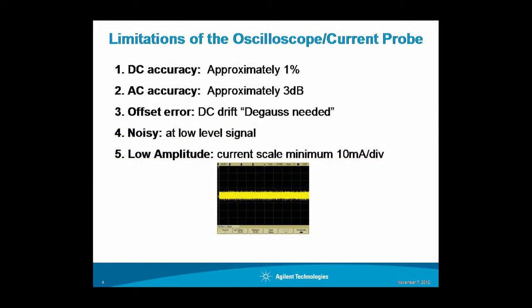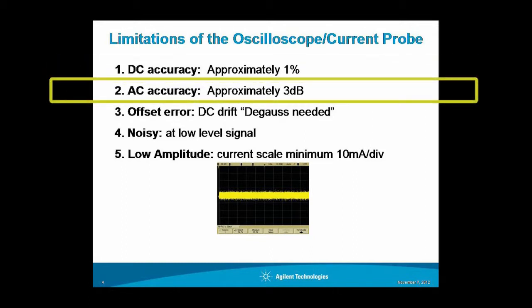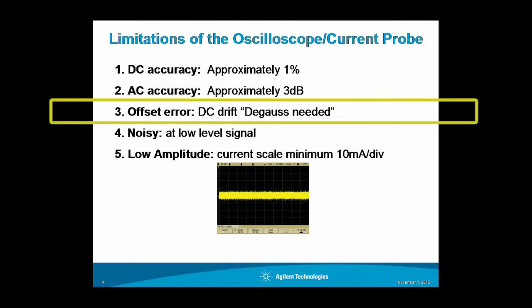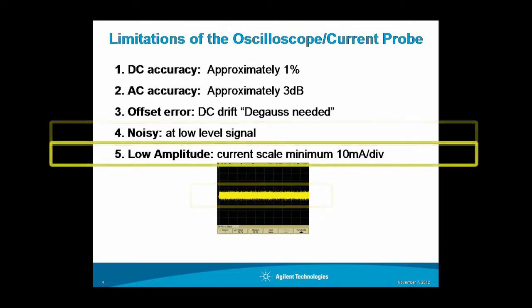The limitations of an oscilloscope and current probe: the DC accuracy is approximately 1%. The AC accuracy is 3 dB. The offset error of a current probe is an issue where it starts drifting over time, and you need to continuously degauss the current probe. For low signal levels, it's also very noisy, so trying to resolve low amplitude signals is very difficult. As for the low amplitude limitation of a current probe, typically the minimum is only 10 milliamps per division.